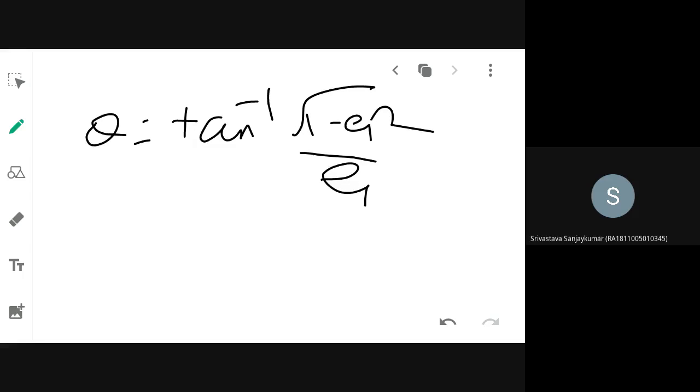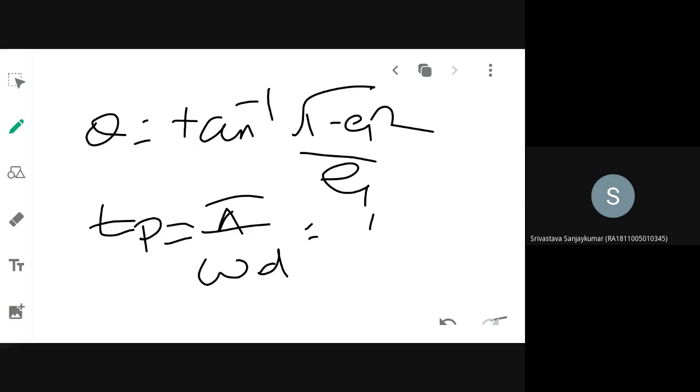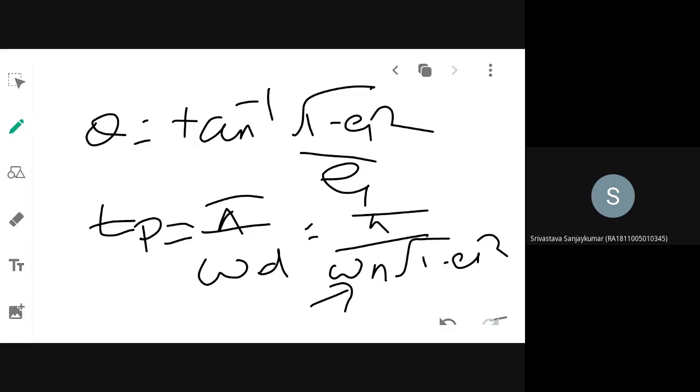But first you find out what is peak time, rise time. Peak time is given by pi by omega d, no? So pi divided by omega d, that is omega n into square root of 1 minus zeta squared. What is omega n? Just you have found out 3.162.